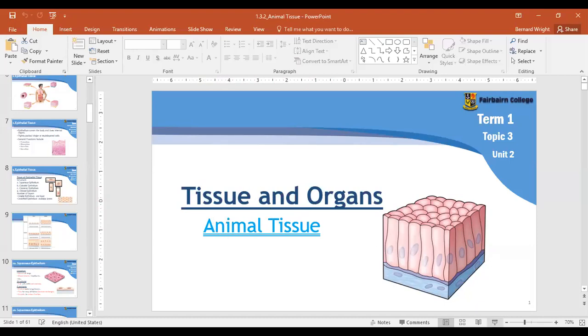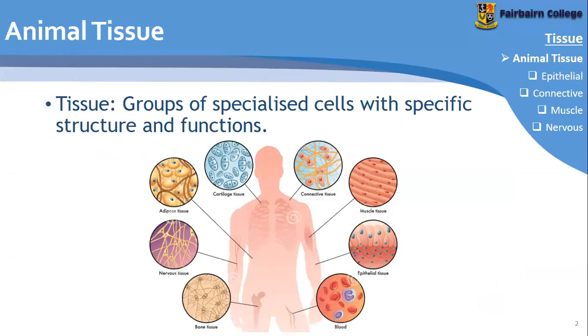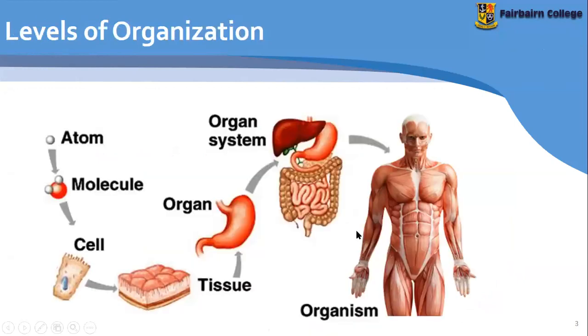Okay, so animal tissue, similar to plant tissue, is a group of cells inside of animals that have a similar structure and a similar function. So the definition for tissue is exactly the same. It's just obviously different types of tissue that you find in animals compared to plants. This picture over here just shows you a couple of the tissues that we are going to discuss.